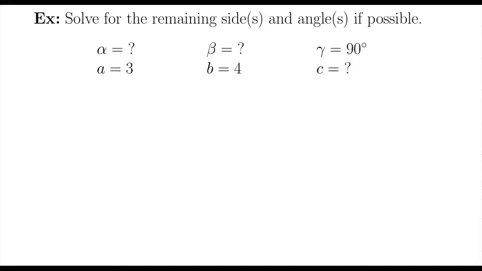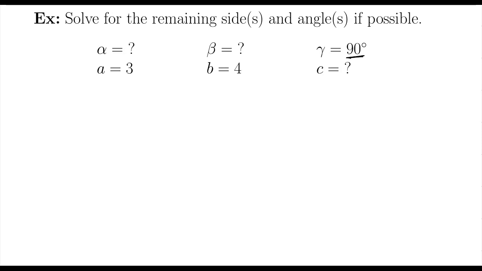Let's find the remaining sides and angles of the given triangle. Okay, so we're going to use the law of cosines, although that's not quite necessary. Maybe you notice this is a special triangle. This is 90 degrees, which makes this a right triangle. If one of your angles is 90 degrees, it's a right triangle, right?